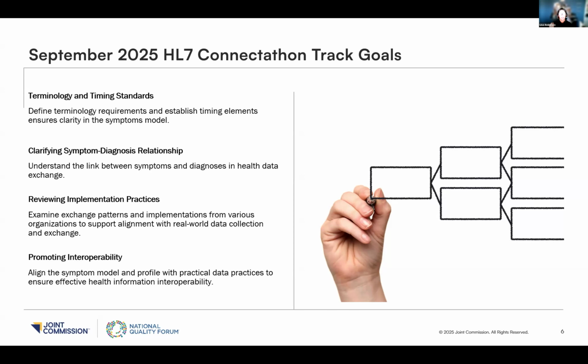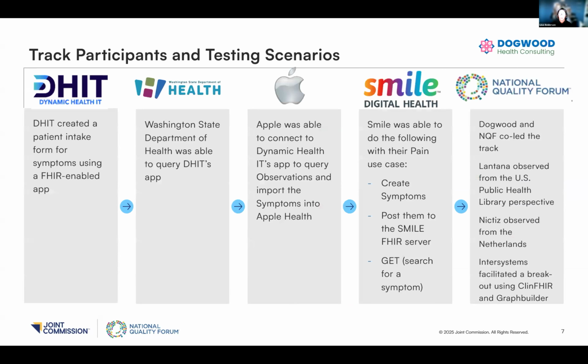We wanted to clarify the relationship between symptoms and diagnosis, and we wanted to review implementation practices. So we wanted to understand what are people already doing to help make sure that our model aligns with that as we move forward. At the HL7 Connect-a-thon, we did have participation from quite a few implementers. And I do want to note, this is a universal realm guide. We started with universal because we had active participants from the Nictiz team in the Netherlands who've done quite a bit of clinical information modeling around symptoms.